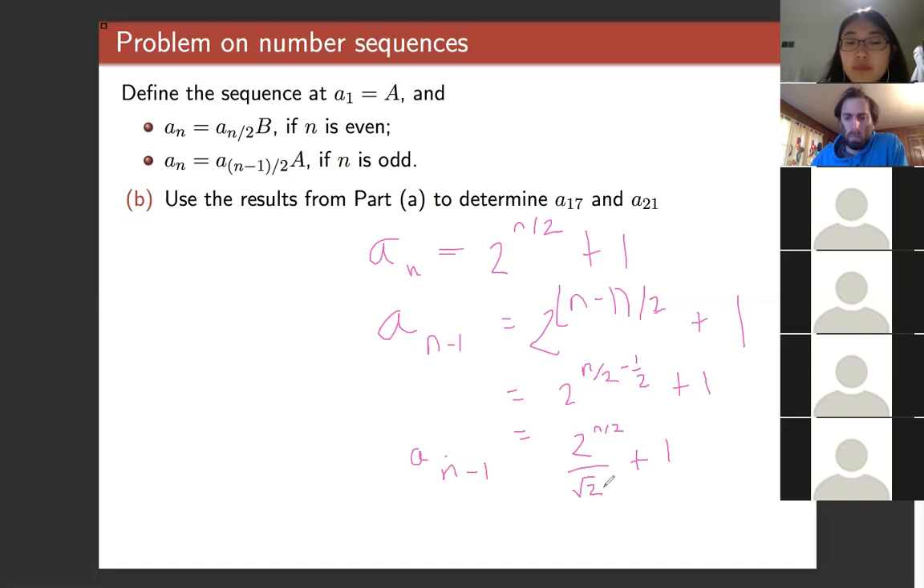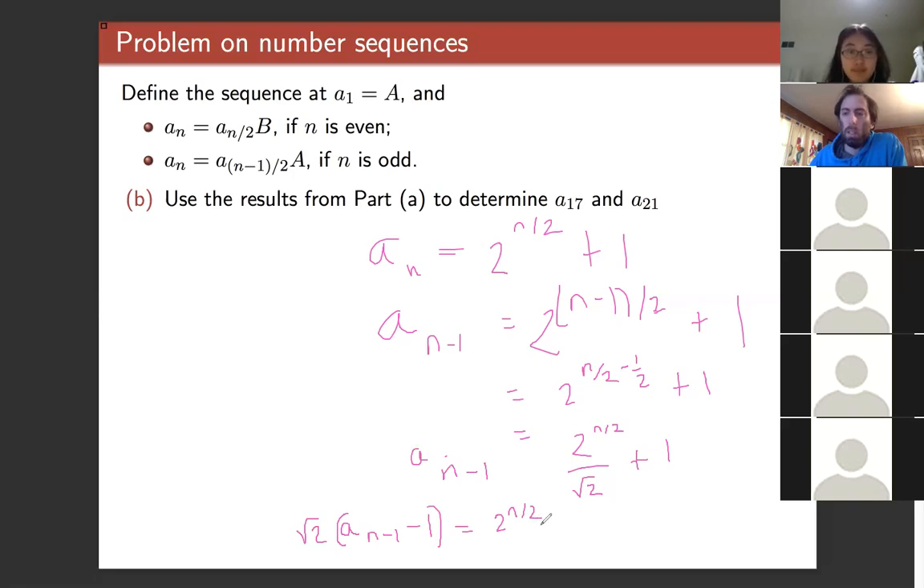So there's a_n minus 1. Well, let's subtract 1 from both sides. So we have a_n minus 1 minus 1. That's 2 to the n over 2, over the square root of 2. And so let's multiply by the square root of 2.